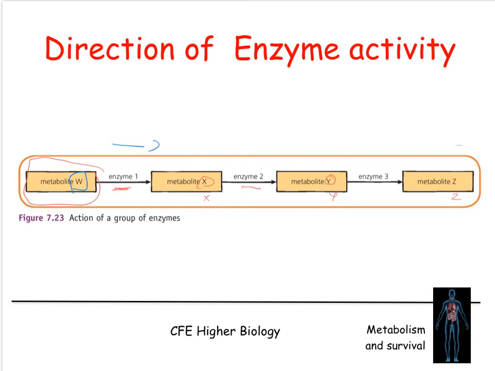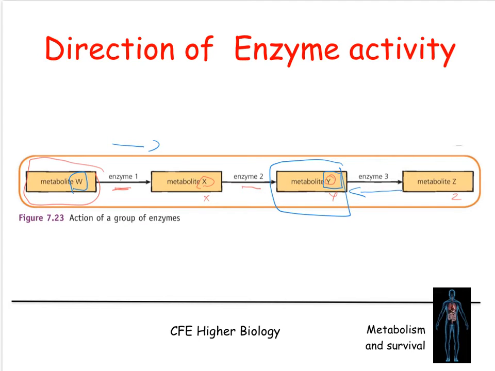But what happens if, say, maybe you get too much of metabolite Y, it builds up and you get too much of it? Well, most reactions are reversible. I did say in the last video some reactions aren't reversible, but most of them are reversible. So if you get this situation here where you get too much of this metabolite Y built up, then it's possible for an enzyme to convert metabolite Z back to metabolite Y in order for everything to become balanced again.